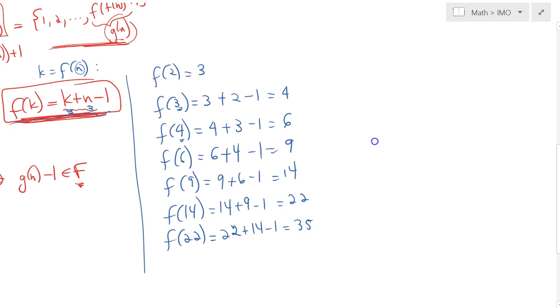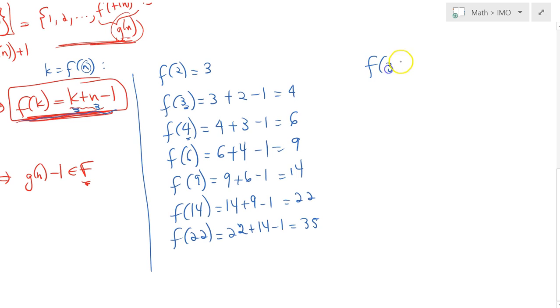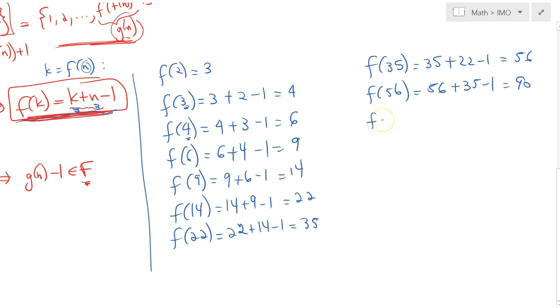Let's move on to this side, I guess. f of 35 is just 35 plus 22 minus 1, which is 56. f of 56 is equal to 56 plus 35 minus 1. That's just 55 plus 35, which is 90. We have f of 90, which is equal to 90 plus 56, 146 minus 1 is 145. A few more, I guess. f of 145, which is 145 plus 90, 235 minus 1, 234.